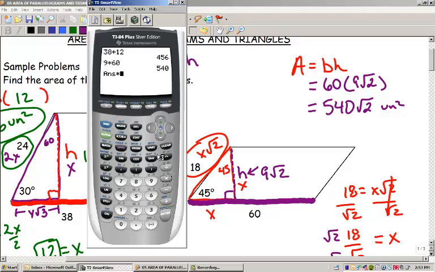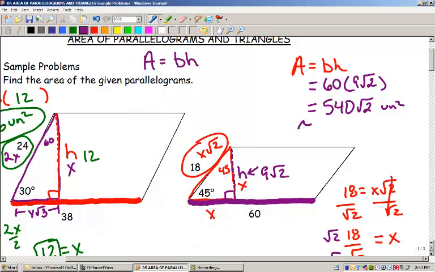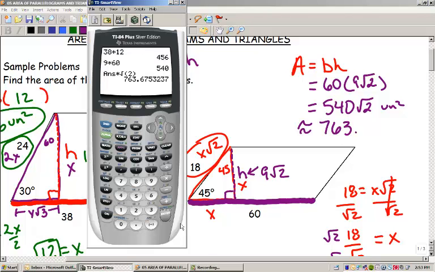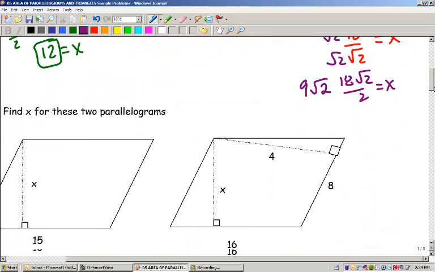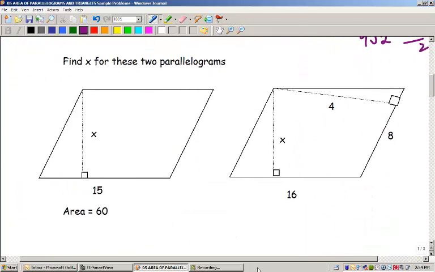If I want a decimal approximation, I can just multiply it by the square root of 2, and I get approximately 763.68 units squared. Again, the exact answer is on the top because we got the radical 2. On the bottom is a decimal approximation. Let's continue on to the next question.